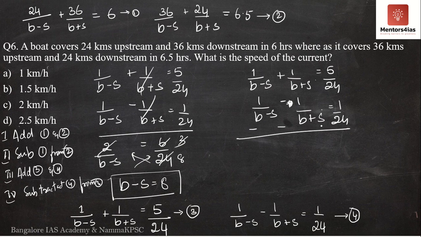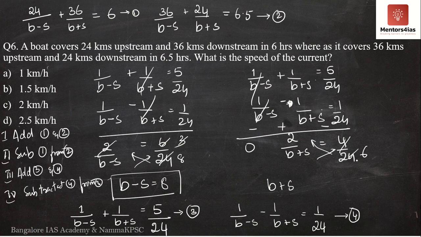Okay, subtracting, so this becomes plus, and this and this get cancelled. So we have 2 divided by b plus s is equal to 5 minus 1, which is 4, divided by 24. So 4 6 24. I'll take 6 to this side and b plus s over here. So what do we get? We get b plus s is equal to 6 into 2, which is equal to 12.